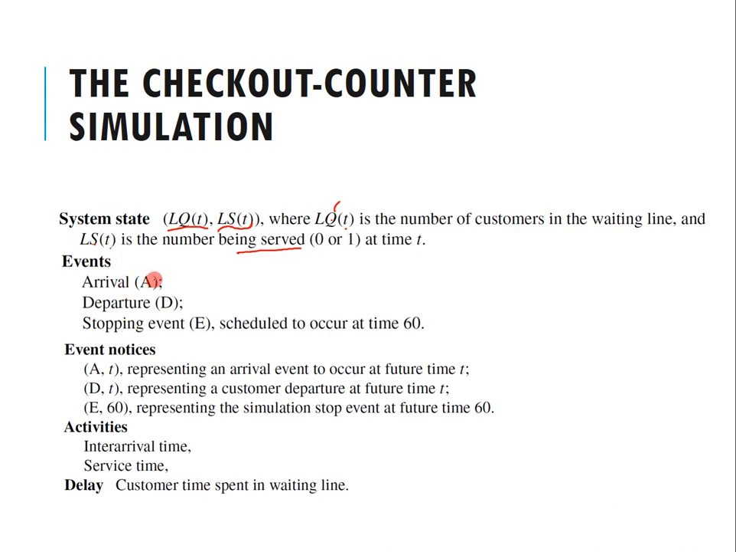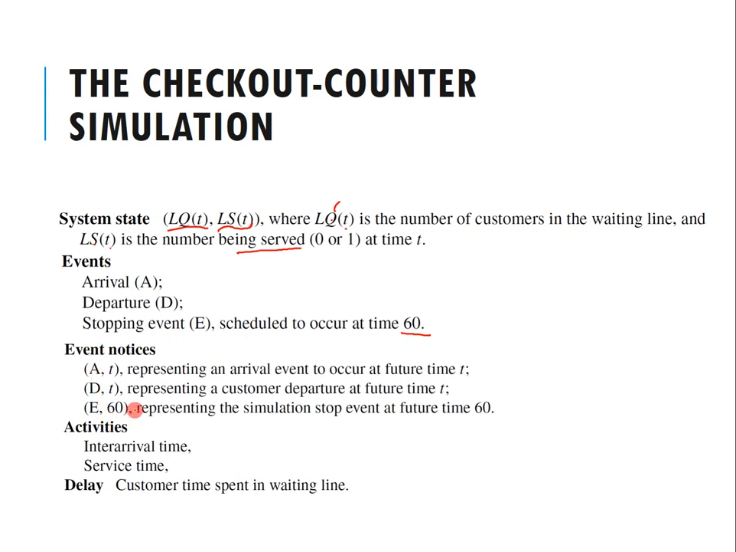A is the event. Events are arrival, departure, and stopping event, meaning maybe the end of the simulation. E represents the end of the simulation, the time when the simulation ends. Arrival we represent with A, departure with D. In this simulation we will simulate for 60 minutes.